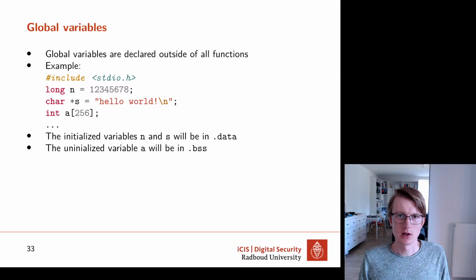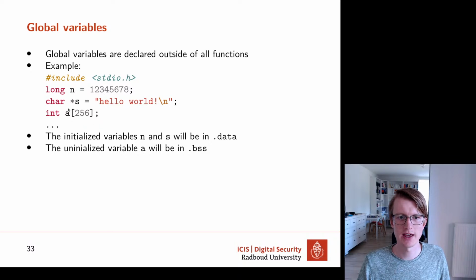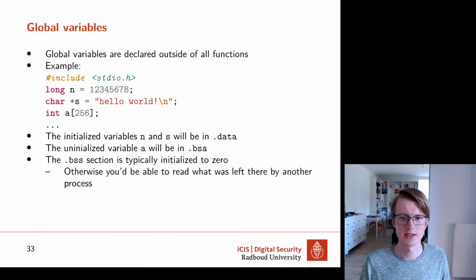So then we have these global variables. You've probably seen them before in examples of poor programming. Often using global variables is a very bad practice. But you have the typical initialized versions and the uninitialized example here. We have n and s that will be in data. Typically, s star will be a pointer also to somewhere in the code segment, probably, because this is a constant. And then this uninitialized value will be in .bss, and that will be initialized to 0.